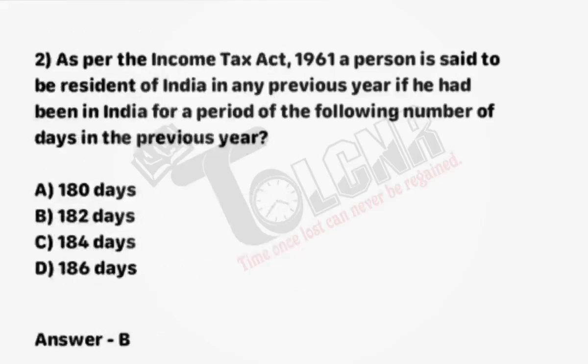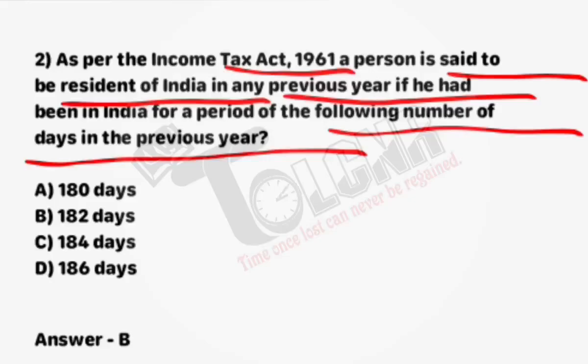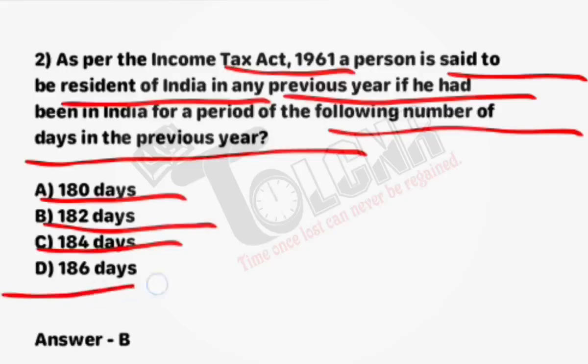Next question is as per the Income Tax Act 1961, a person is said to be resident of India in any previous year if he had been in India for a period of the following number of days in the previous year. First option is 180 days, B option is 182 days, C option is 184 days and D option is 186 days. Option B is correct, 182 days.